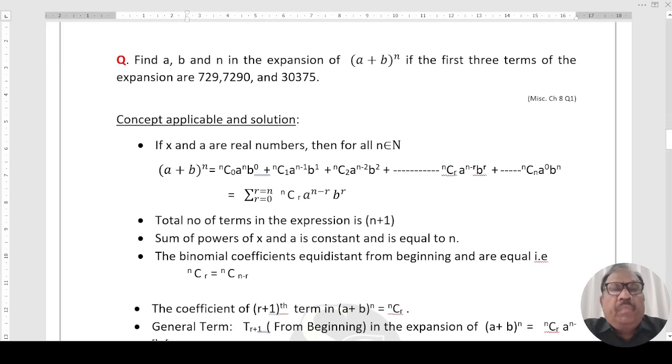The question is, find a, b and n in the expansion of (a plus b) to the power n if the first three terms of the expansion are 729, 7290, 30375. The question is taken from the miscellaneous exercise of binomial theorem. Concept applicable in the solution: this is the expansion for (a plus b) to the power n.